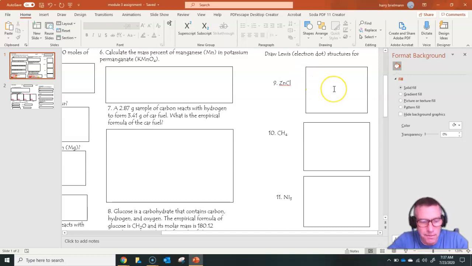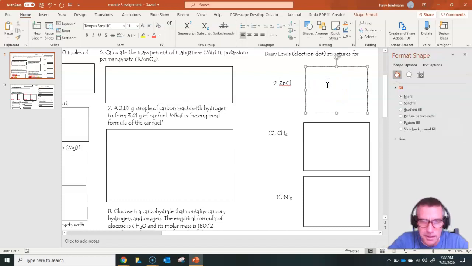So we have, there it is, we already have a box ready to answer it in what we call the template that you have. So I think I'll just center this, and I'm going to make it huge. We need one zinc and we need one chlorine.